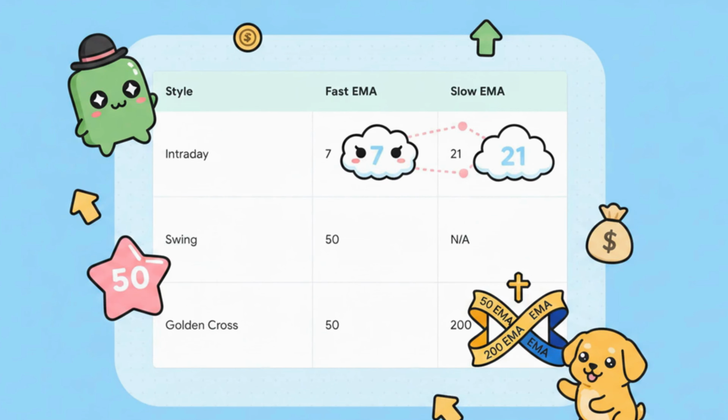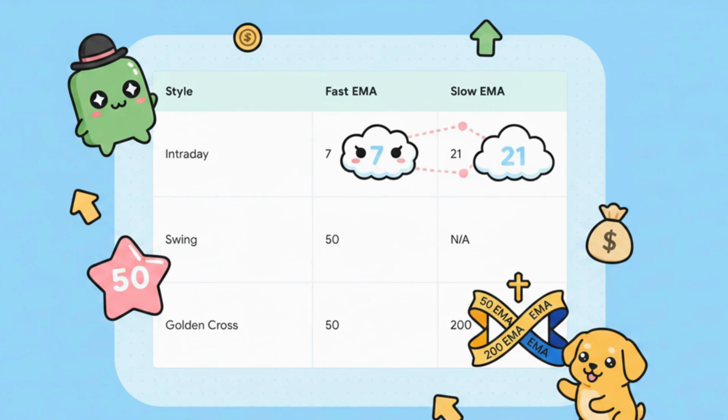They pair them up based on their goals. If you're an intraday trader looking for quick moves, you're going to want a tight pairing. The 7 EMA is your fast line, and the 21 EMA is your slow line. Now, if you're a long-term investor, you simplify the whole shebang. You just pull up a daily chart and plot the 50 EMA.